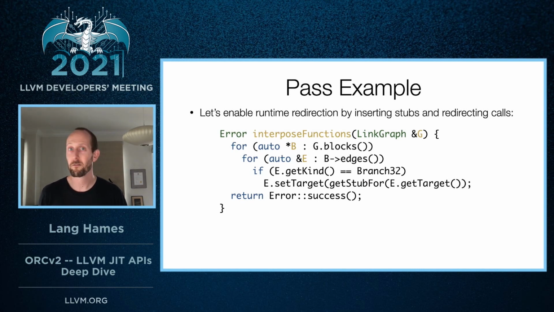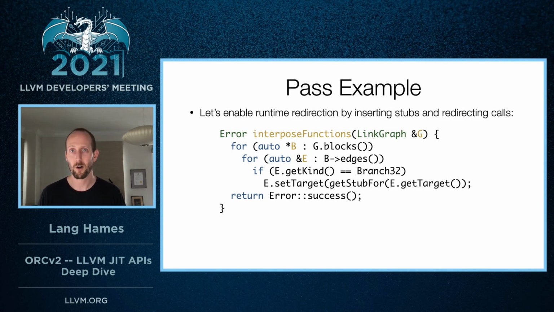Interpose functions is, for all blocks in the graph, for all edges in the block, if the kind of edge is a branch32, then we're going to change the edge target to point at a stub for the original target rather than the original target itself. And then we return Error::success, and we're done. This is really cool. This is slightly simplified from the real version, but only very slightly.